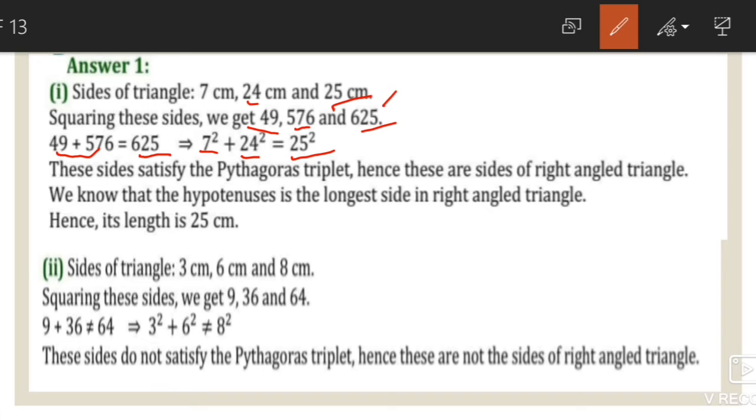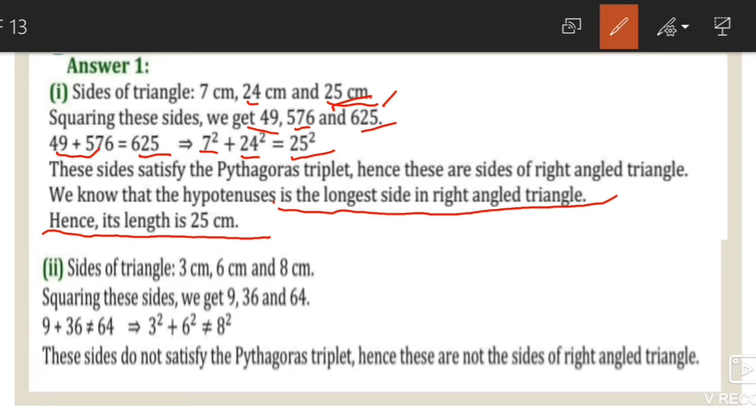We know that the hypotenuse is the longest side of the right angle triangle because hypotenuse square is the sum of the other two sides' squares. Hence the length of the hypotenuse will be the longest one, that is 25 centimeter.